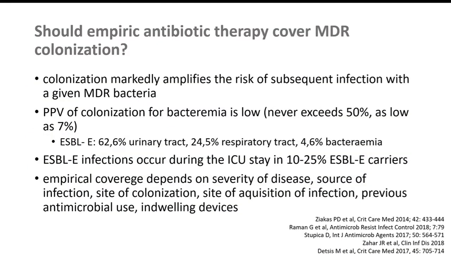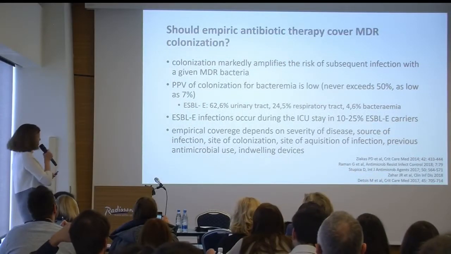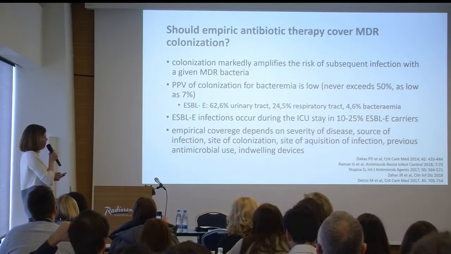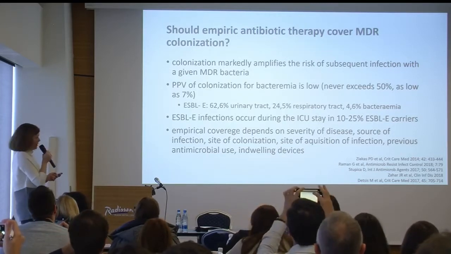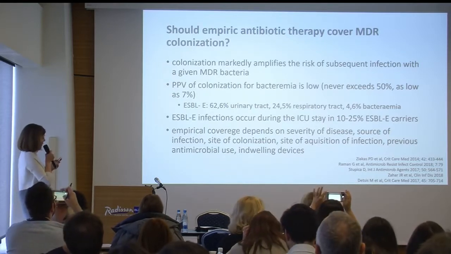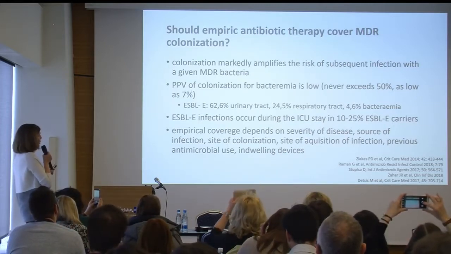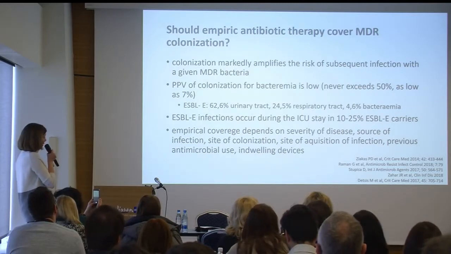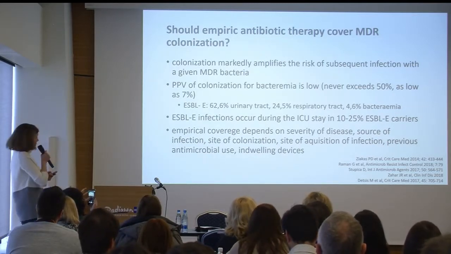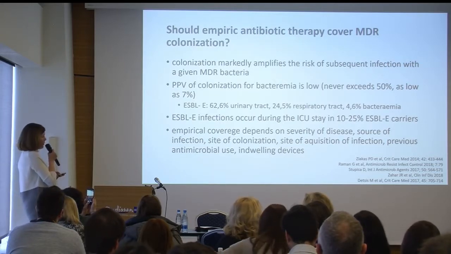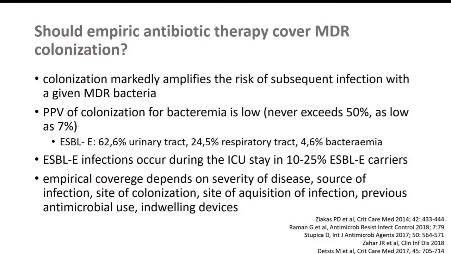The big question is, should empiric antibiotic therapy cover MDR colonization? We do know that colonization markedly amplifies the risk of subsequent infection with a given MDR bacteria. But on the other hand, the positive predictive value of colonization for bacteremia is low and can be as low as 4%. Actually, it is highest in urinary tract infections, so sepsis originating from the urinary tract. But for the other sepsis, the positive predictive value is quite lower. On the other hand, we also know that ESBL infections occur during the ICU stay in 10 to 20% of patients who are ESBL carriers.